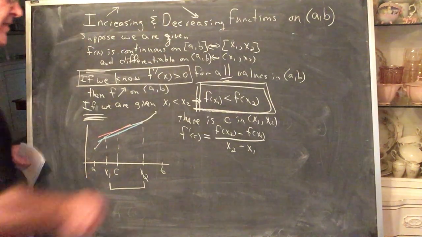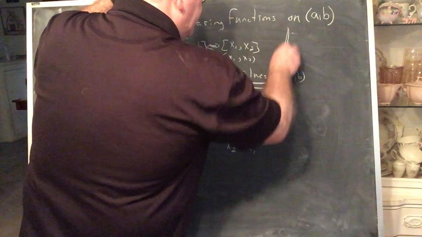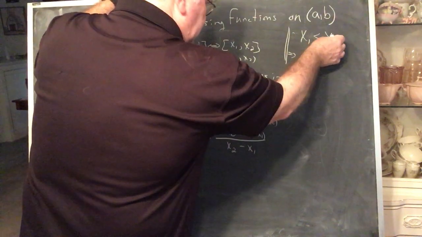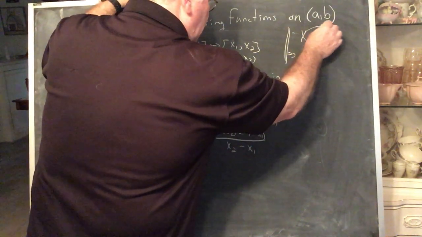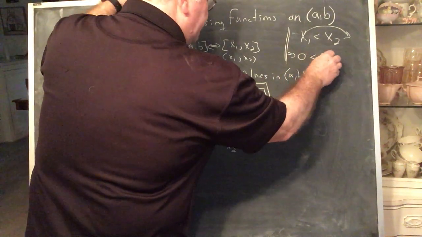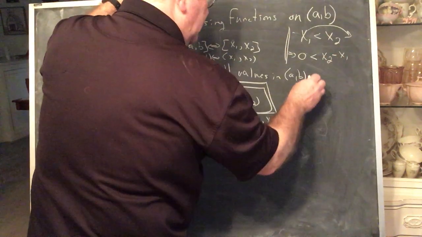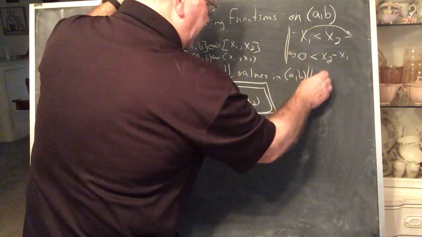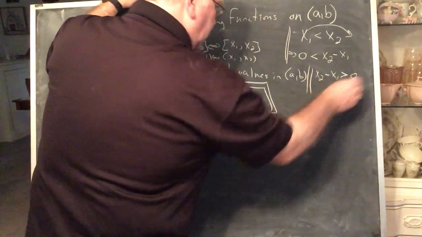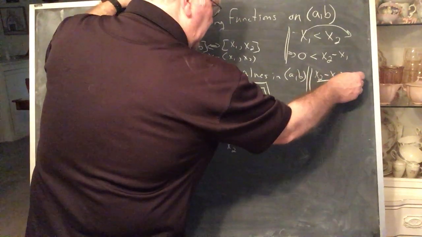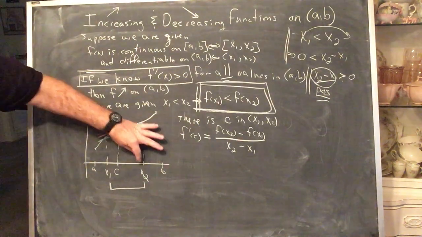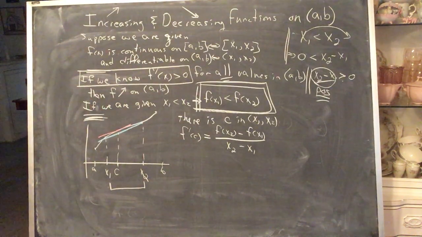Now think what that means. If x1 is less than x2, that means we can subtract x1 from the right-hand side of that inequality. We can say 0 is less than x2 minus x1. But if we reverse the inequality, that's the same thing as saying x2 minus x1 is greater than 0. Something greater than 0 is a positive expression. x2 minus x1 must be a positive number.